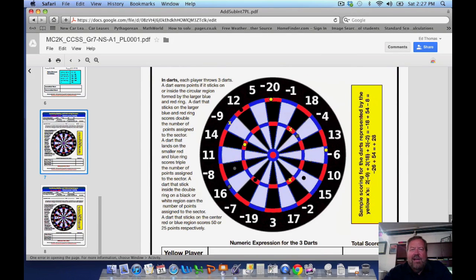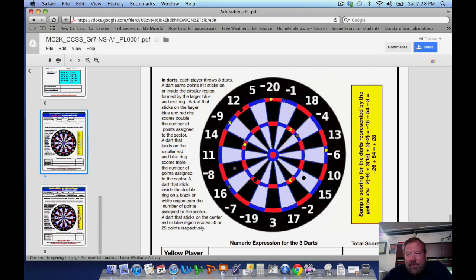And then this is kind of neat right here. We have a dartboard, and notice that on the dartboard we have positive numbers and negative numbers, and we have small dots on the dartboard representing the places where different players' darts have landed. And the students have to figure out the scores of the three different kind of darts. We have an example over here of how that works.